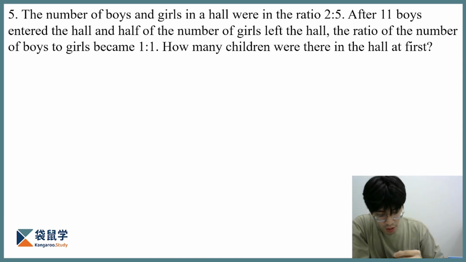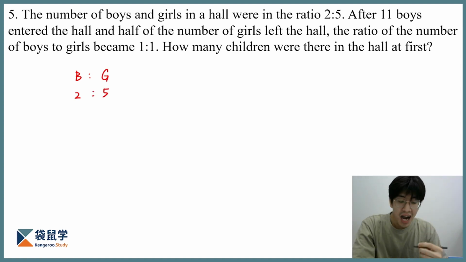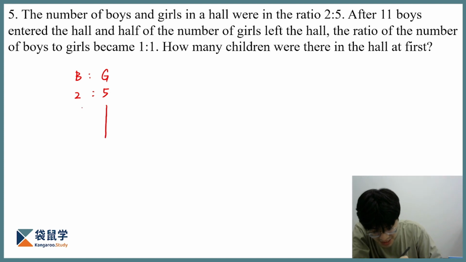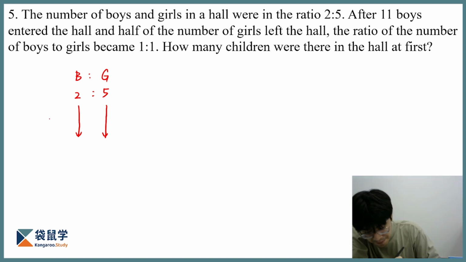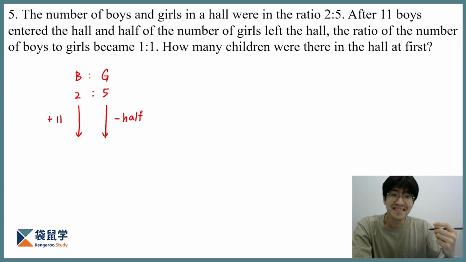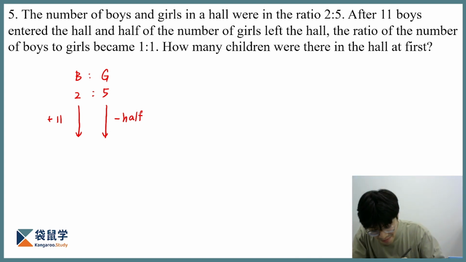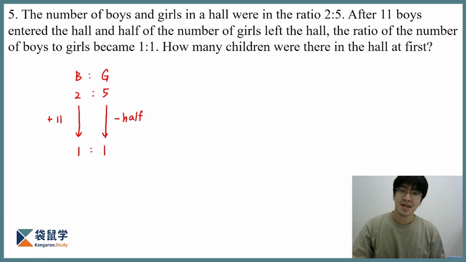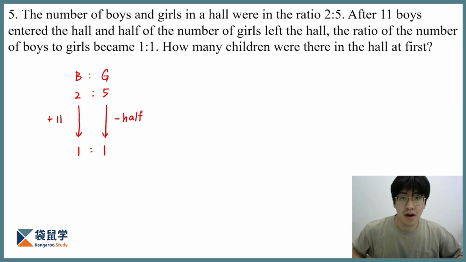The number of boys and girls in a hall in the beginning is 2 to 5. And after 11 boys enter the hall and half the number of girls leave the hall, so plus 11 and minus half, the ratio of the number of boys to girls suddenly becomes 1 to 1. Now you tell me how many children were there in the hall in the first place. Again, you can pause the video now and try it out yourself.